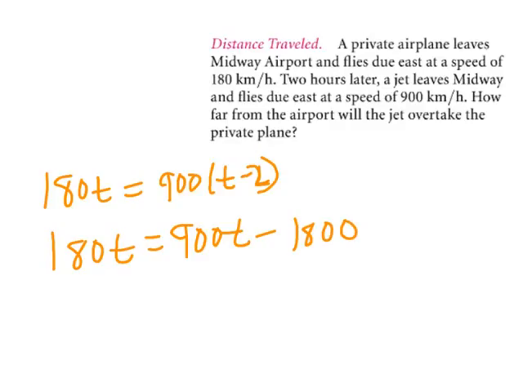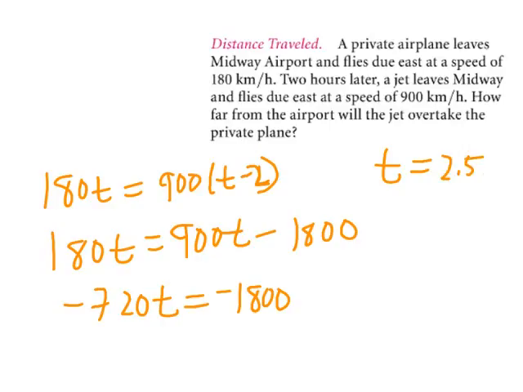Subtract 900t on both sides. Negative 720t equals negative 1800. So t is negative 1800 divided by 720. I get 2.5 hours. Alright, there we go. Whoops, be careful.